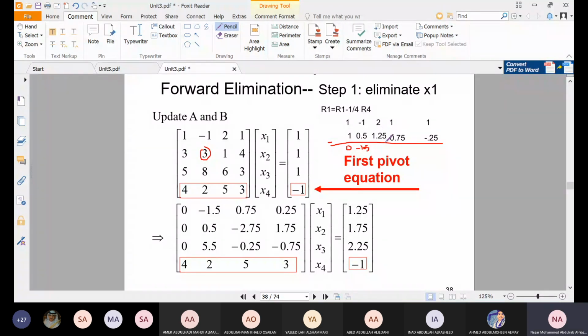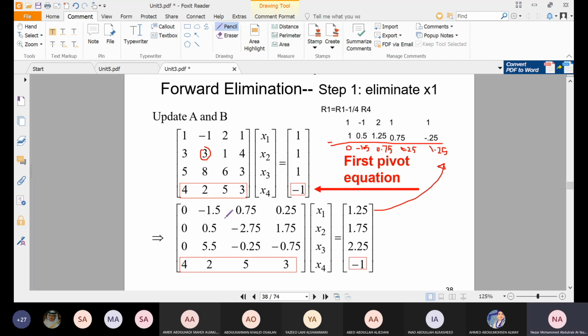Here I have 2 minus 1.5, so this will be 0.75. I have here 1 minus 0.75, so this should be 0.25. Here I have 1 minus 0.25, so this will be 1.25. So this is the result of the first row, this one.